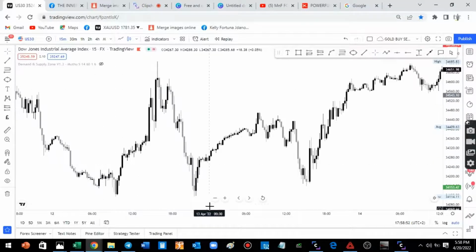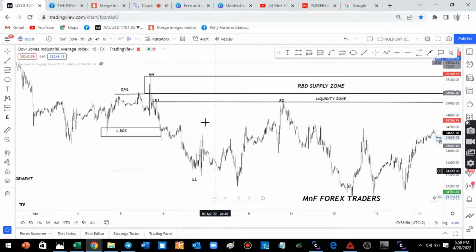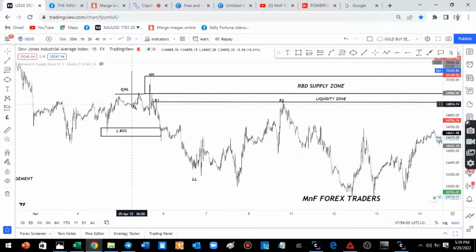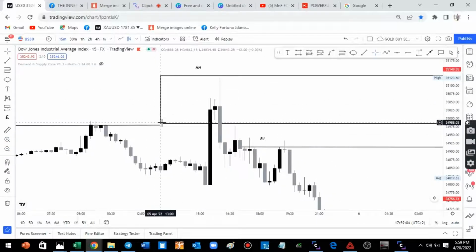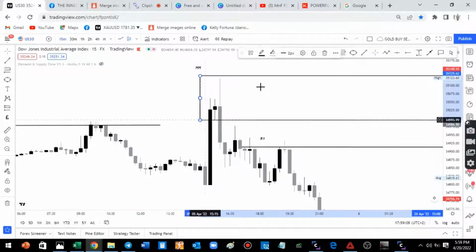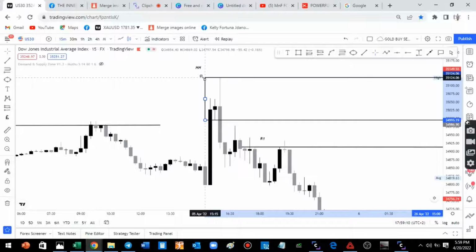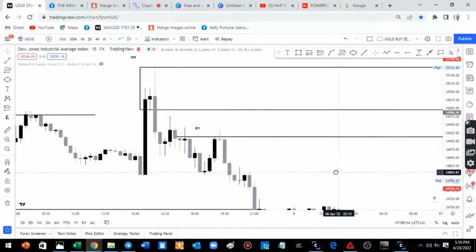You realize that there was actually a very, very nice level there, which prompted me to mark that as my supply zone. So if you magnify this, you see that we had a really, really good candle right there. You can see that's where I marked this as my supply zone. Okay, this is a rally based drop supply zone.